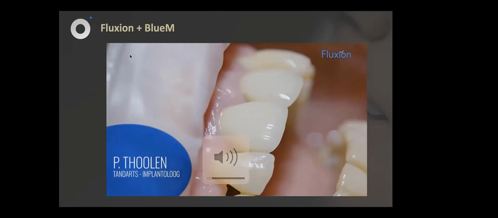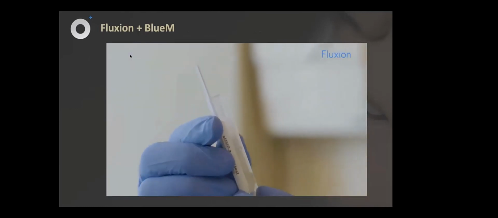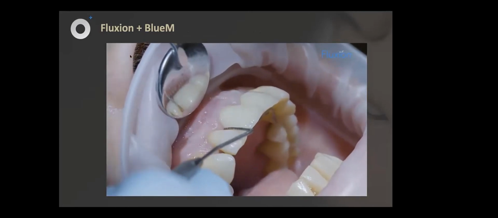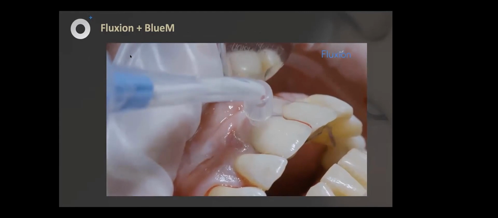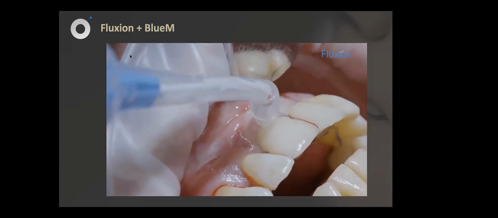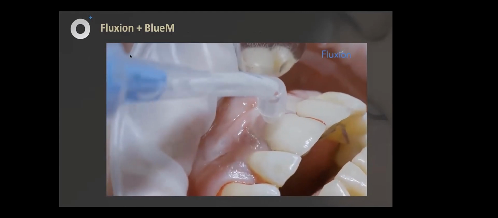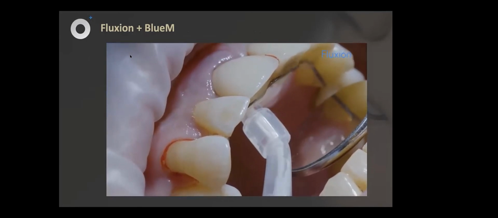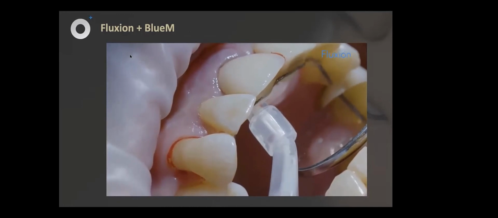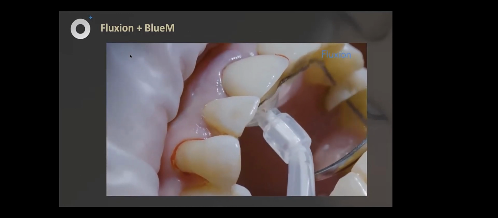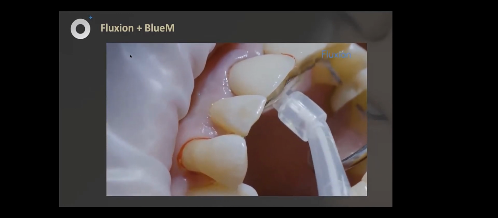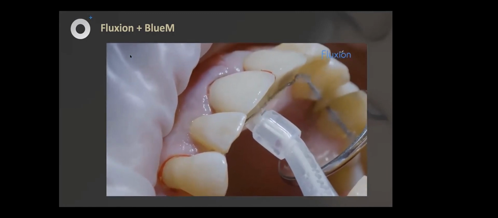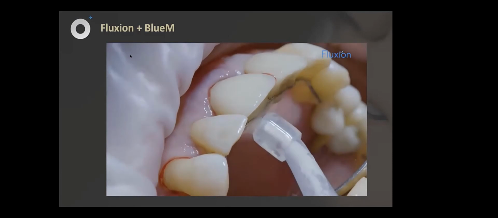I'm not sure whether you discussed this already, but when we use the fluxion, and you can see here what we did with one of the cases, you see clearly how the device works. It gives a flux, and you can see that here, like a pump working. And if we supply Blu-M mouthwash, we thought it could potentially contribute to the working of the flux itself.